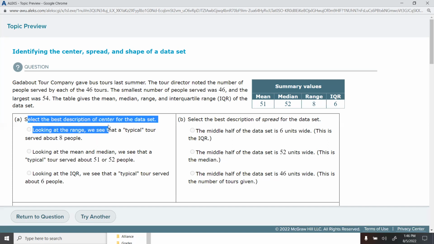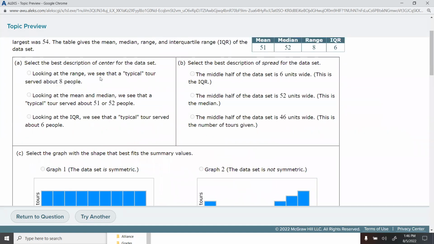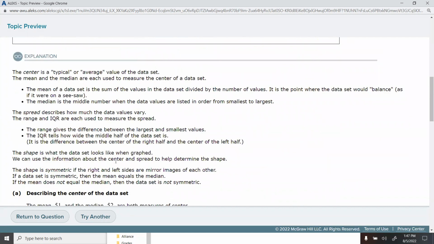Okay, part A, select the best description of center of the data set. So we don't care about range or interquartile range for that. We're thinking mean and median. Let's see. Looking at the range, we see that a typical tour served about 8 people. That has to do with range, so that can't be it. The third one, looking at the interquartile range, we see that a typical, okay, that can't be it. So it must be this one. Looking at the mean and median, we see that a typical tour served about 51 or 52 people. Yeah, that's it. What does the author have to say about that?